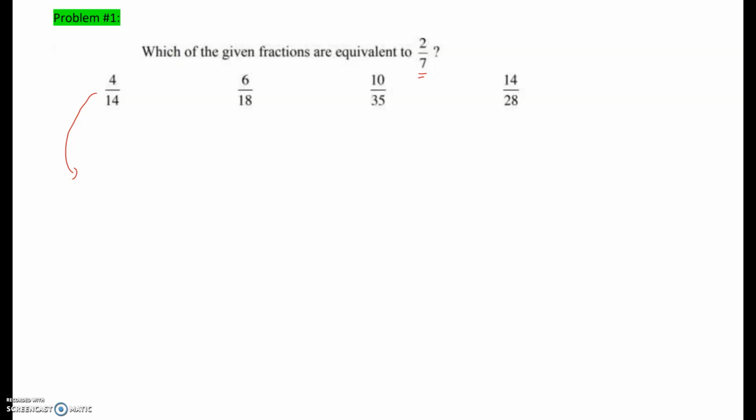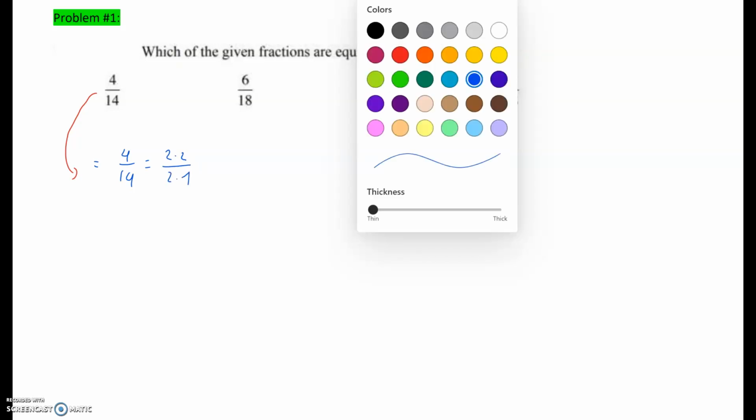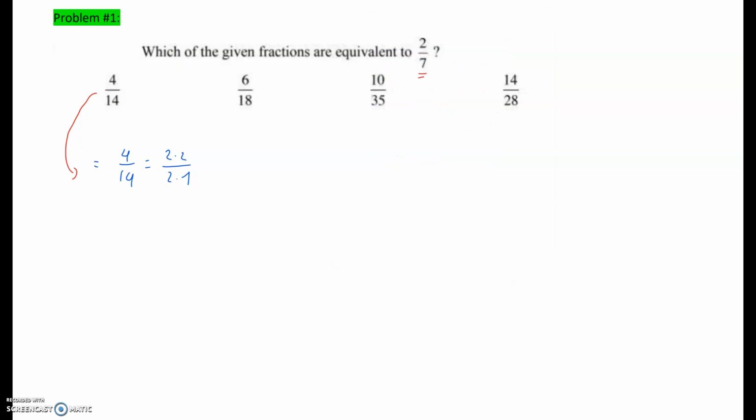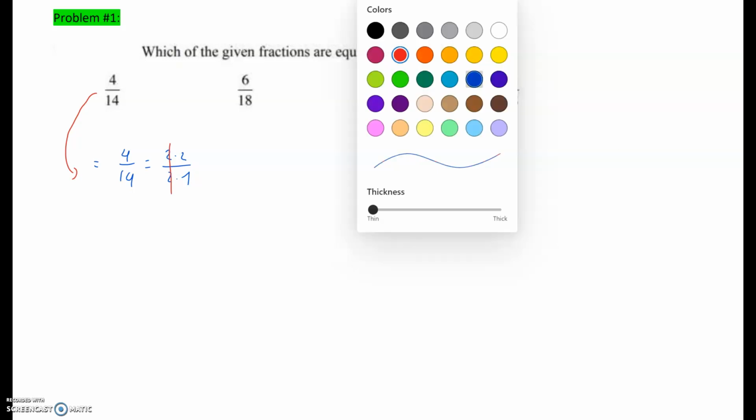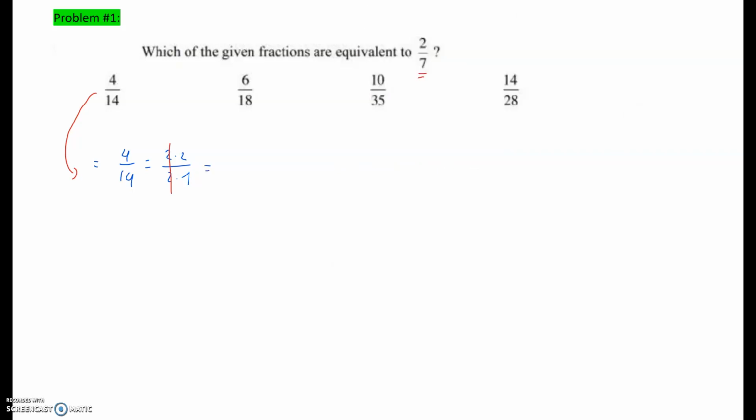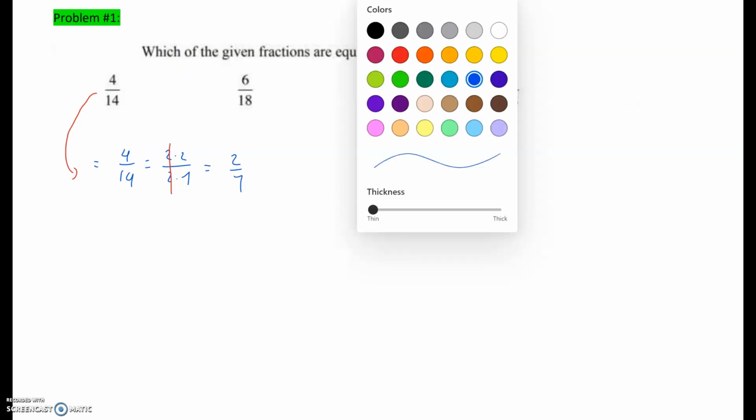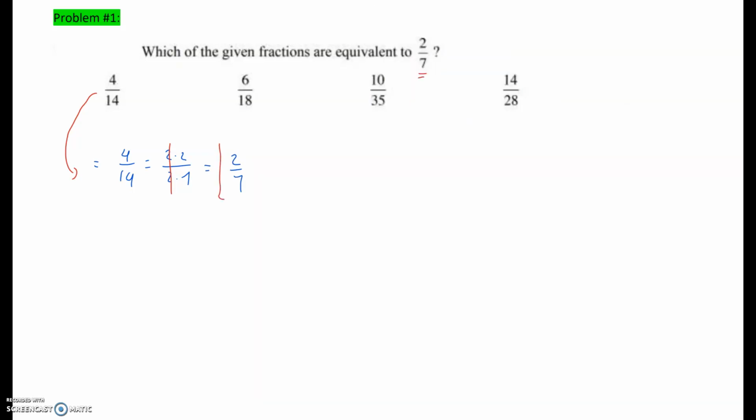So for example, in this case, I'm just going to say 4/14. If we were to reduce the fraction, this will be 2 times 2 and then 2 times 7. Notice that you have a common factor of a 2. And then I'm just going to rewrite it as 2/7. In this case, this will be one of our solutions. It reduced to 2/7. Let's take a look at the second one.